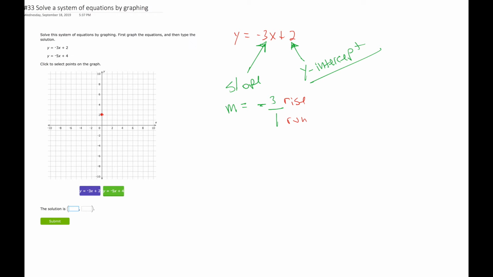So from here we go, all right, 1, 2, 3. So that's our negative rise. And then we have to run how much? 1. 1 to the right or 1 to the left? Yeah, 1 to the right. And then that's it for that one.